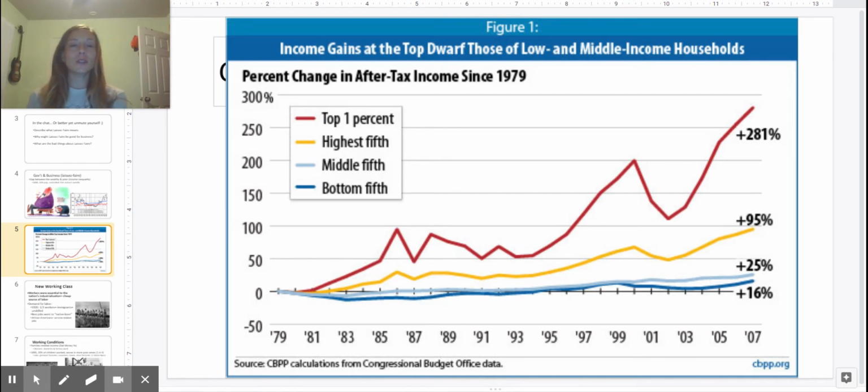And so again, here's another graph that's showing us more recent numbers of income tax since 1979. And so you can see percent change in after income tax. So who has the most money after income tax? You're going to see that there's a significant gap between the really wealthy and then everybody else.